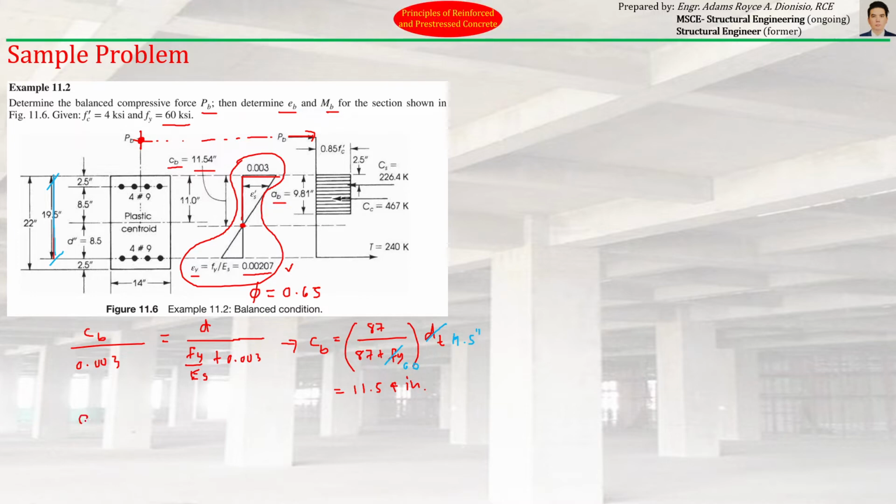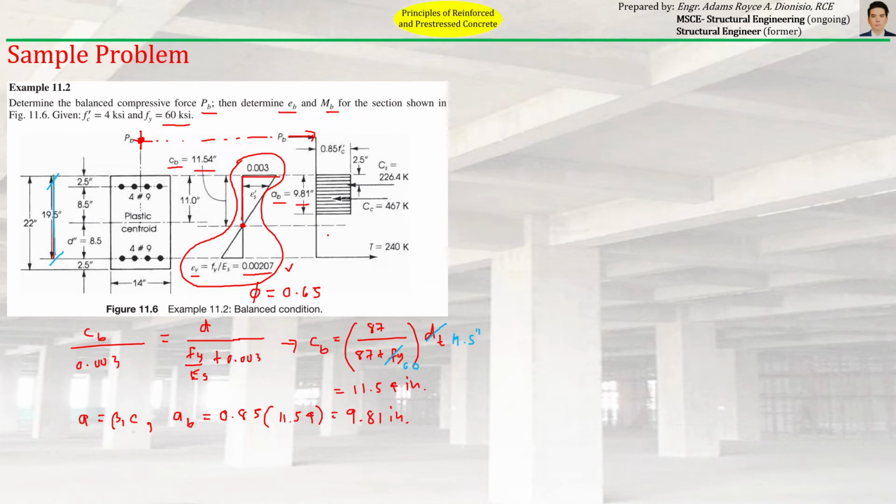And since we know that a is just equal to beta 1 c, wherein yung a natin will now be called a balance kasi nga nasa balance condition tayo. Ang beta 1 natin, since we are given na 4 ksi, pasok pa tayo dun sa 0.85 na limits for beta 1. And then yung c natin will now be the c balance, which is 11.54. So with that, ang depth of compression block natin will now be equal to 9.81 inches as given here.